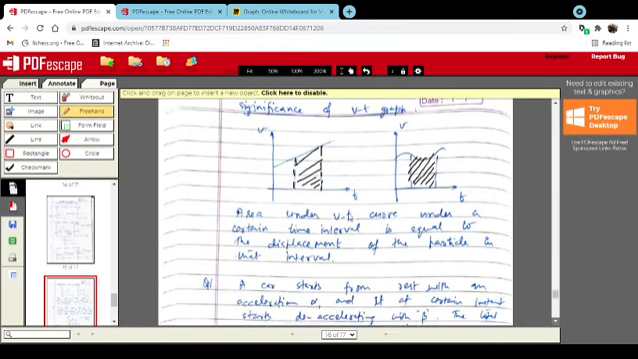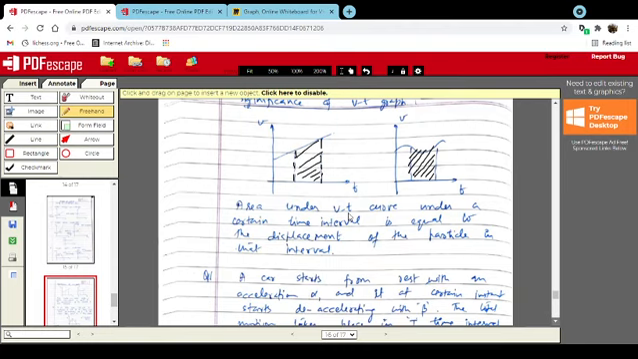So this is what we are trying to say. The area under the VT curve in a certain time interval is equal to the displacement of the particle in that time interval. That is a very useful thing to remember: the area beneath the VT graph gives us the displacement of the particle in that particular time interval.